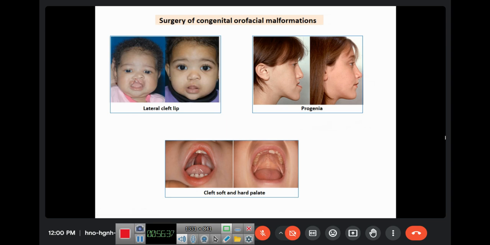Most of the orofacial malformations can be treated with surgery. So here you can see the result of surgery of the lateral cleft lip. So before and after surgery. Also for progenia, too large lower jaw, and after the surgery. And for cleft, soft and hard palate, before and after the surgery.